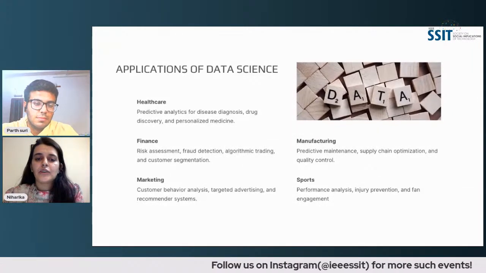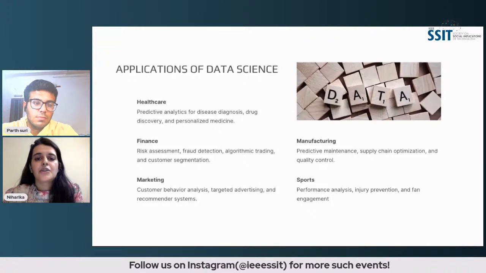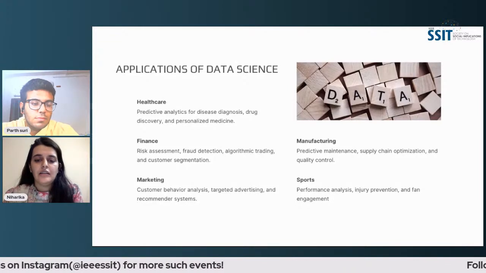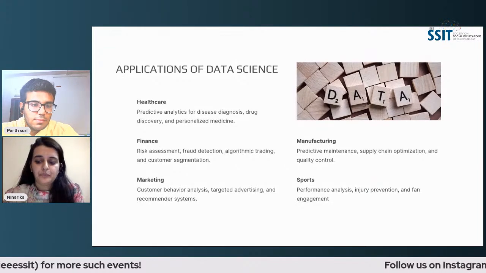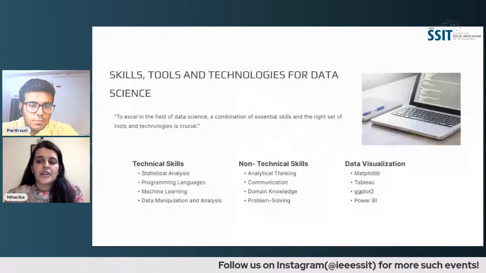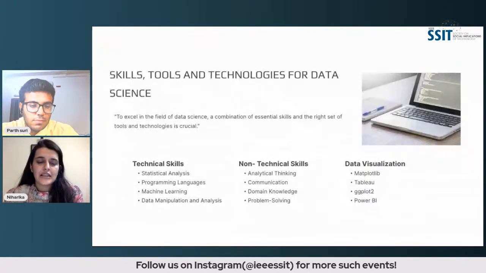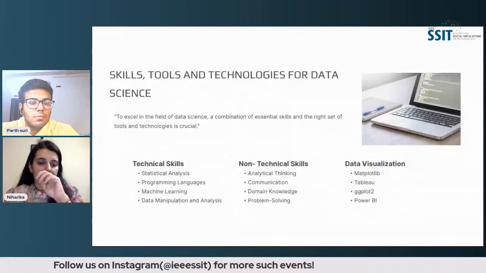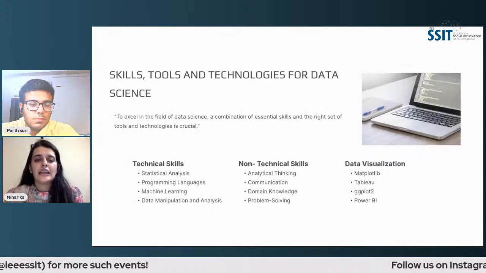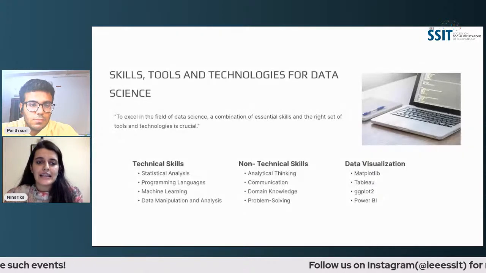So data science is vast and it is growing, and it will only grow as more organizations recognize its value. Now that we have seen applications, these are a few essential skills and techniques you can learn to start your journey into data science and excel in the field.